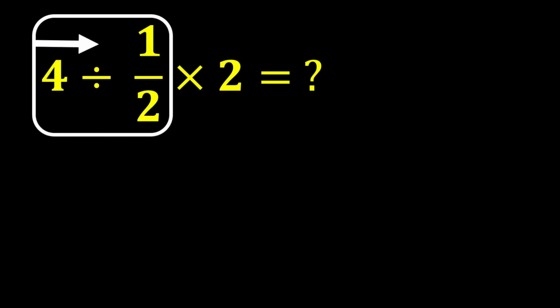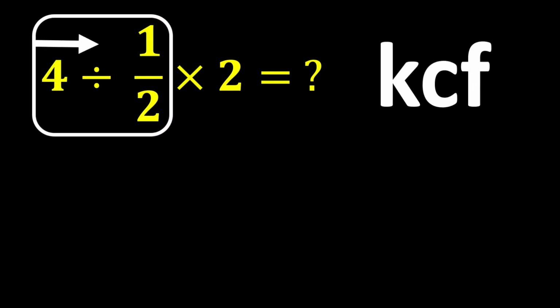4 divided by 1 over 2. To solve this part of the question, we use the KCF rule. This rule is a simple method for dividing fractions. K stands for keep, C stands for change, and F stands for flip.